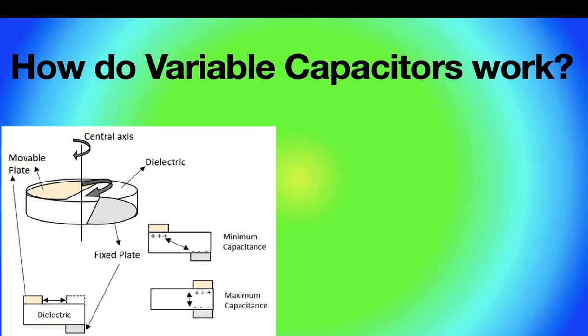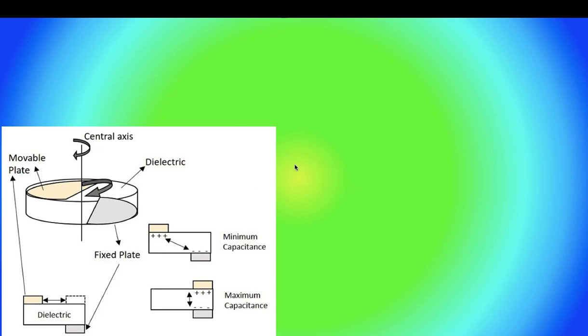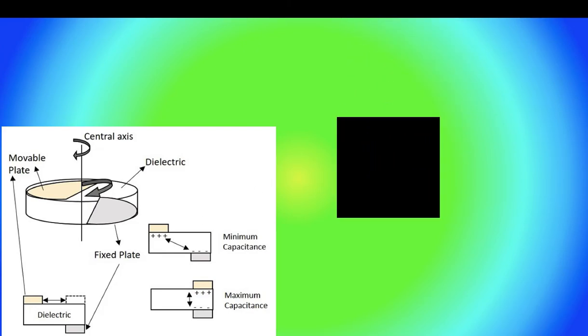Okay, so now let's talk about how variable capacitors work. Variable capacitors take advantage, as we said before, of the fact that when we change the distance and change the area, we can change the capacitance. In variable capacitors, the capacitance is variable. In fixed capacitors, the capacitance is fixed. And so we can change the distance between the two plates, as you can see here, and we can change the capacitance. We can also change the area, and so you could think of it like this.